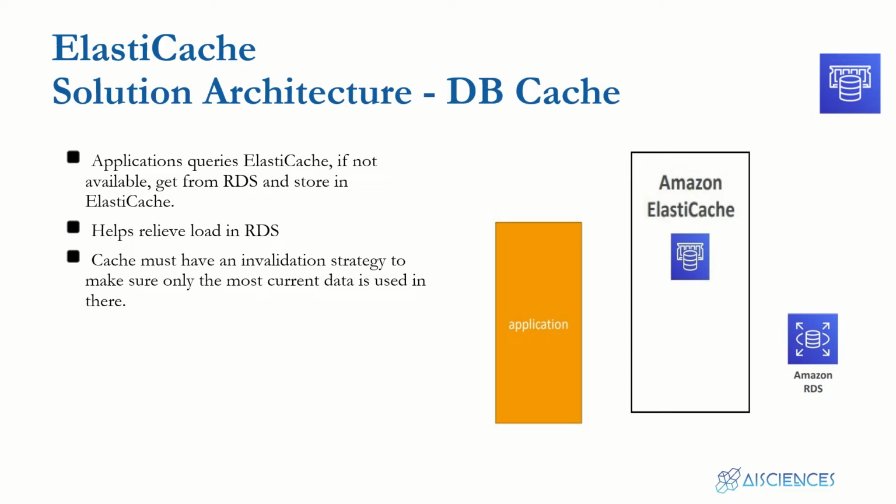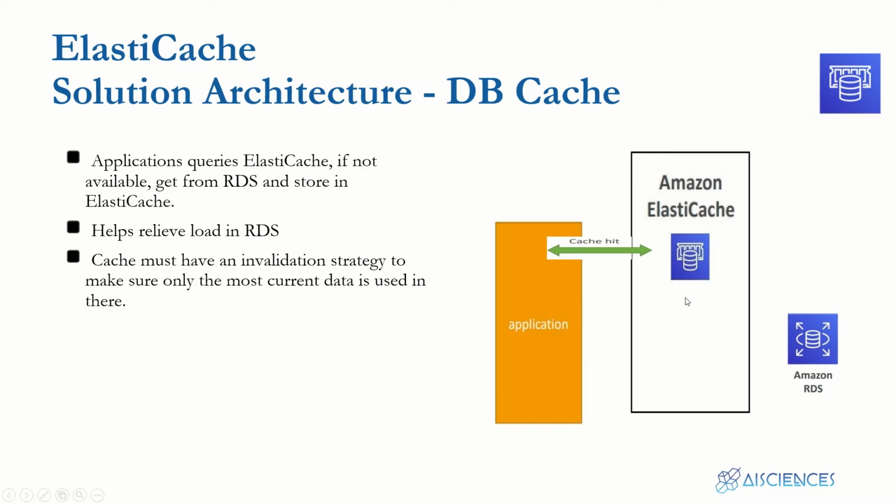So looking at the architecture of an ElastiCache application, we have this application over here, and then we have this Amazon ElastiCache, and let's say we have a database, Amazon RDS. In this case, the application queries ElastiCache, and if the query is already within the Amazon ElastiCache, then that state will be known as a cache hit. It helps relieve load in RDS.